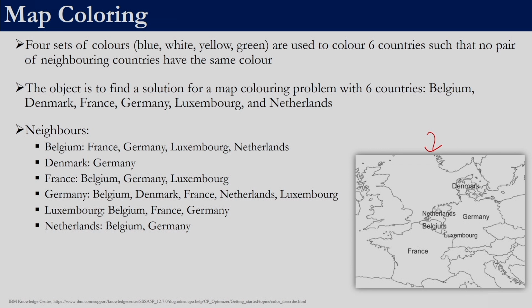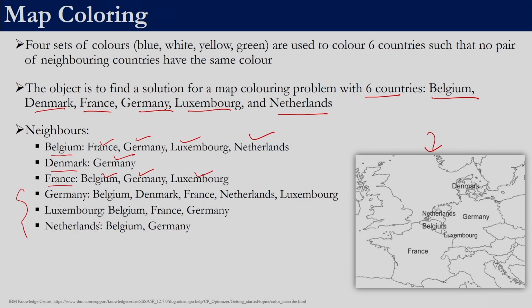So, in this case we have 6 countries: Belgium, Denmark, France, Germany, Luxembourg and Netherlands. The neighbors of Belgium are France, Germany, Luxembourg and Netherlands. The neighbor of Denmark is Germany. The neighbors of France are Belgium, Germany, Luxembourg. Similarly, you can look at the neighbors of the other 3 countries. So, all these countries are to be colored such that no 2 neighboring countries are of the same color.